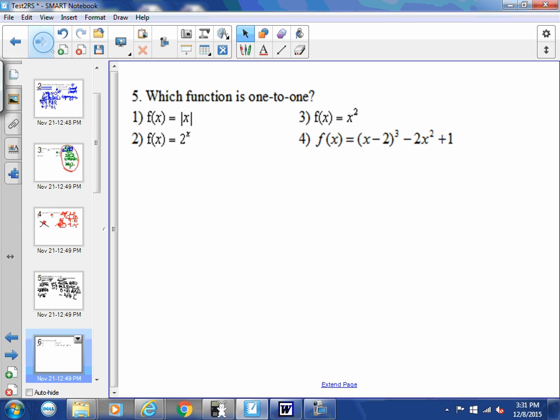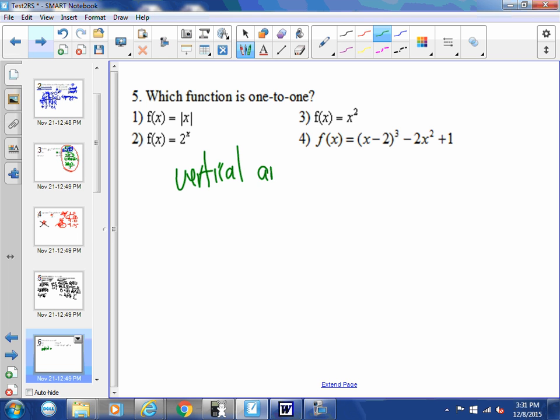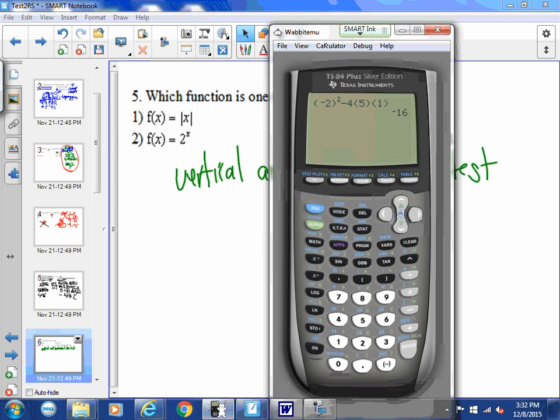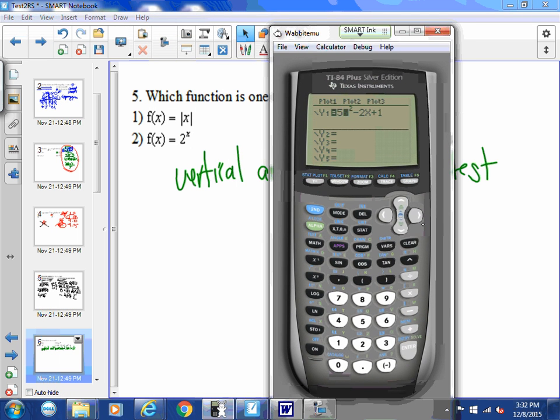That's it. Which function's one-to-one? Well, I know a one-to-one function must pass the vertical and horizontal line test. So, I'm going to look at the graphs. Choice 1 is absolute value of x. You don't know how to type absolute value in? Yikes. Math, num, ABS, absolute value of x, graph.